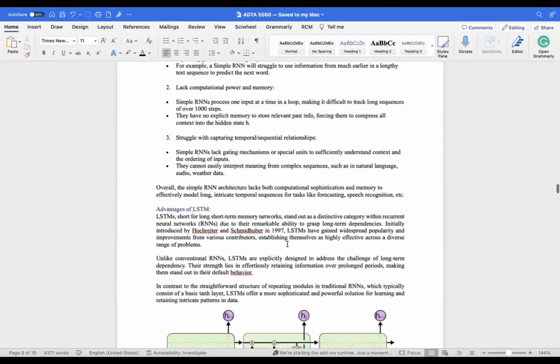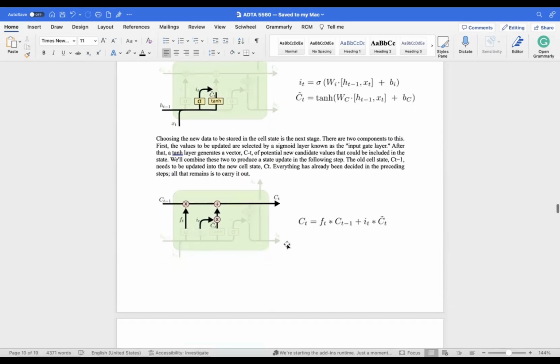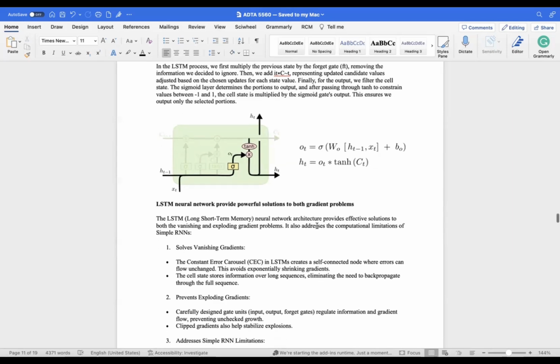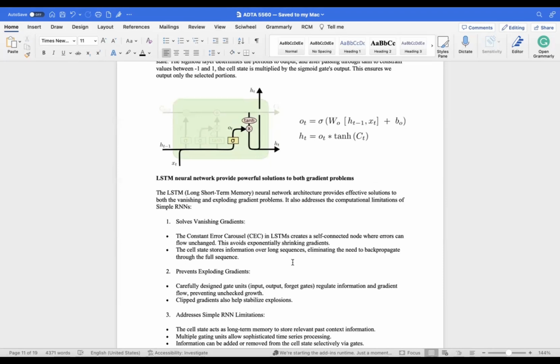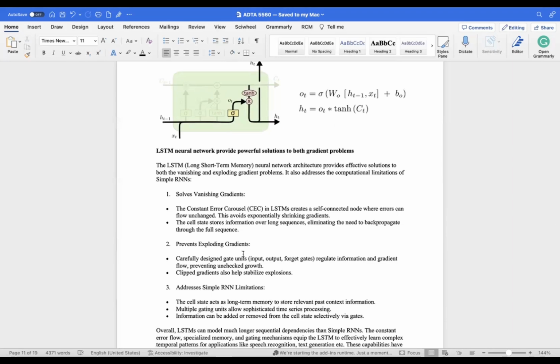And below are a few of the advantages of the LSTM with respect to the diagrams given and the formulas of it. And let's go with the LSTM neural network, which provides a powerful solution to both gradient problems. So, solving the vanishing gradient puzzle: the constant error carousel, CEC, allowing errors to flow unchanged. The cell state stores info across sequences, eliminating the need for full backpropagation, dodging exploding gradients.